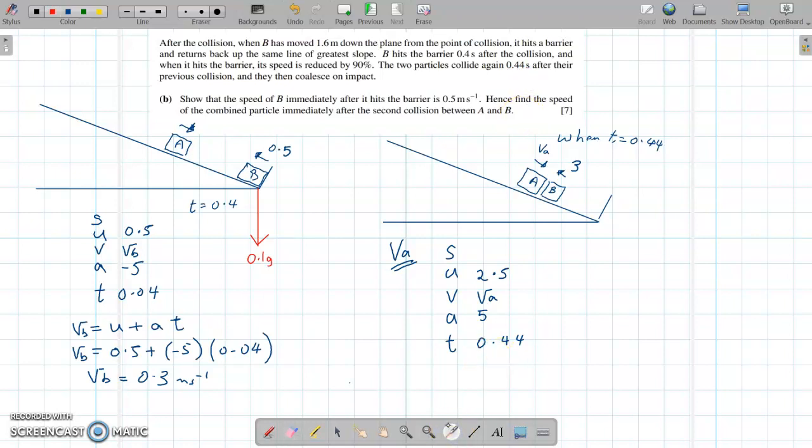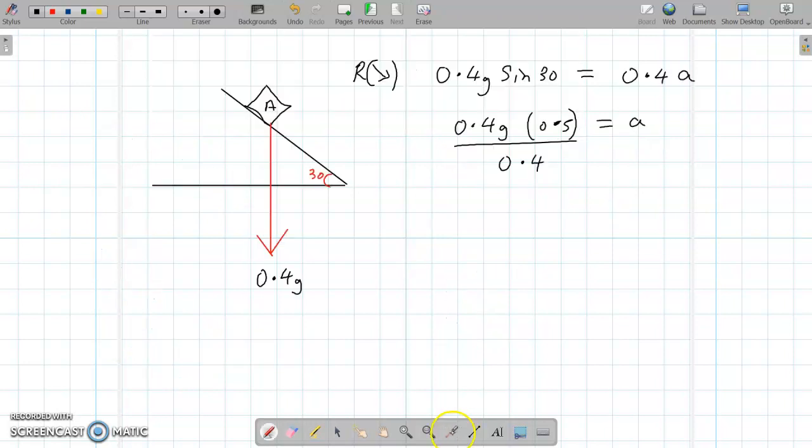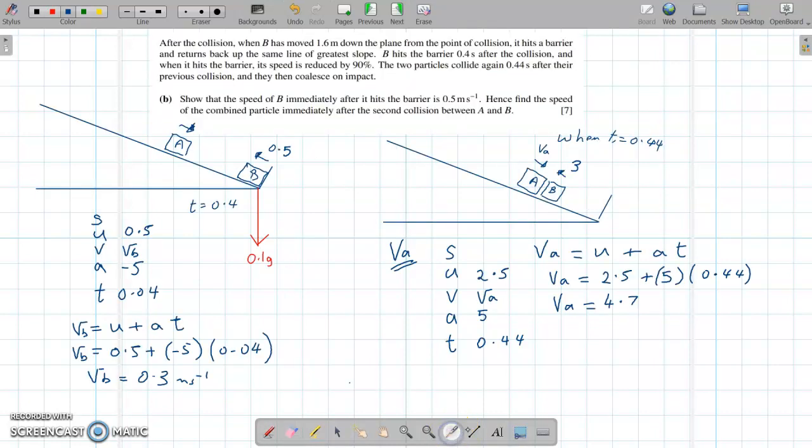Okay, let me briefly show you why the acceleration is exactly the same. Resolving down the slope, 0.4 g sine 30 is the force, equals mass times acceleration, 0.4 a. So divide by 0.4. Look, you can see the 0.4's cancel out. So a will be 5. So the mass is irrelevant. Now I'm doing a VA calculation here using SUVAT, and I got VA as 4.7. So on the second collision, A is travelling towards B at 4.7 and B is travelling towards A at 0.3.